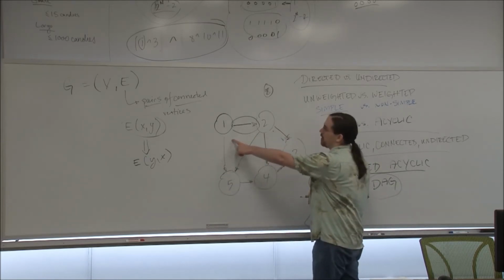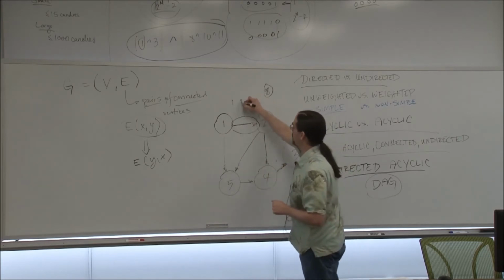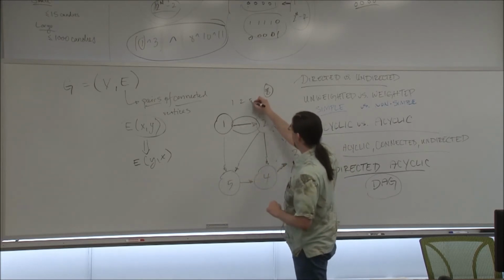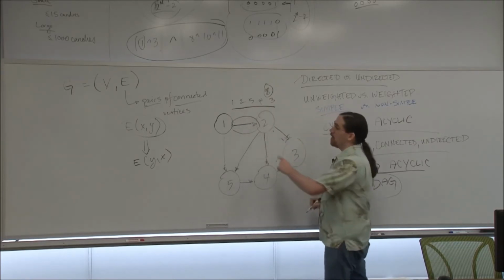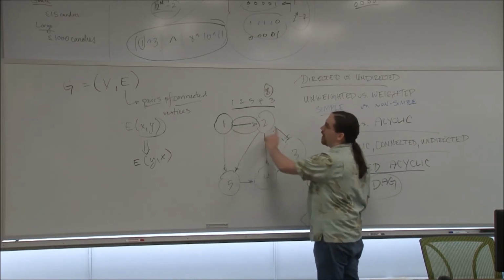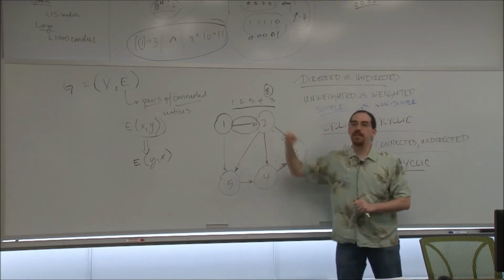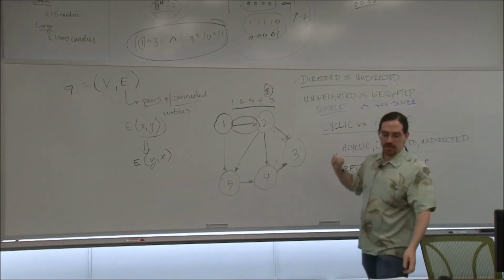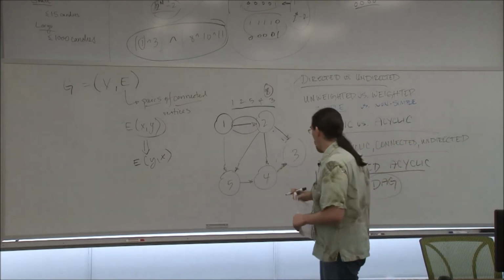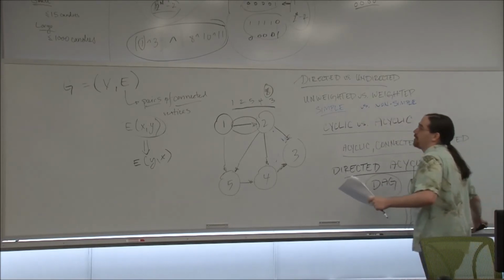So in this one, for example, that might be do task 1, and then task 2, and then task 5, and then 4, and then 3. And that's an order where every task has its prerequisites done before it comes up. And that's called a topological sort. And again, we'll get to the details of that next week. OK, so that's our graph classification.